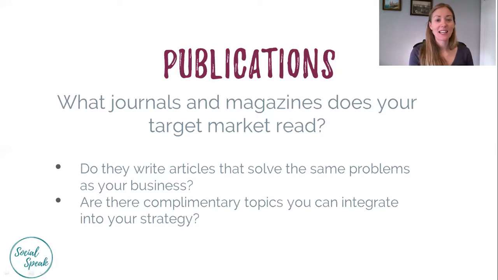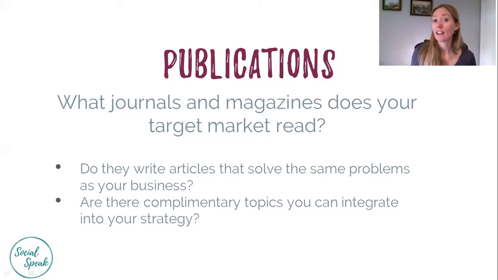Now, the last place is actually looking at publications. Now, these publications can be industry journals, or they can be more consumer-facing publications. So, for example, if you work with women or mothers or folks with families, you might find Good Housekeeping, Better Homes and Gardens, Family Magazine. All of these magazines are going to potentially have articles that relate, maybe indirectly, but relate to your industry and the services that you offer.